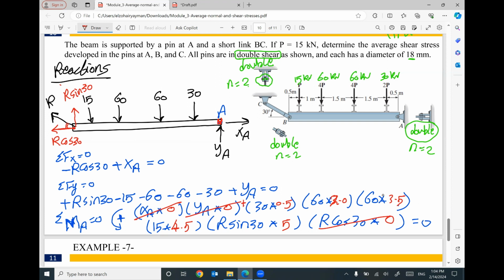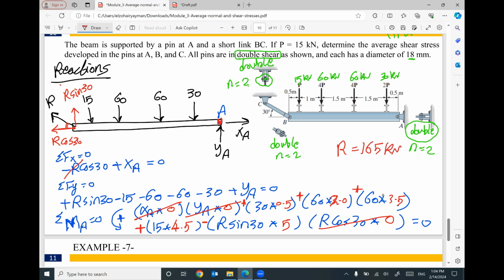These forces will be counterclockwise, positive. This one is clockwise, so it will be negative. The only unknown is R, so I can figure out the value of R. It will be 30 times 0.5 plus 60 times 2 plus 60 times 3.5 plus 15 times 4.5, divided by 5 times sine 30. This R will be 165 kilonewton.